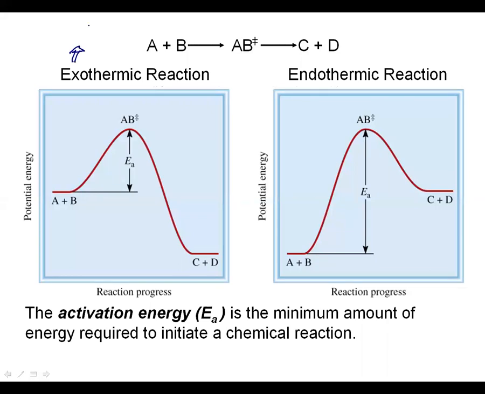And usually delta H, which is the enthalpy of a reaction, will have a value of negative for something that's exothermic, while endothermic is the opposite. Heat and energy is absorbed.